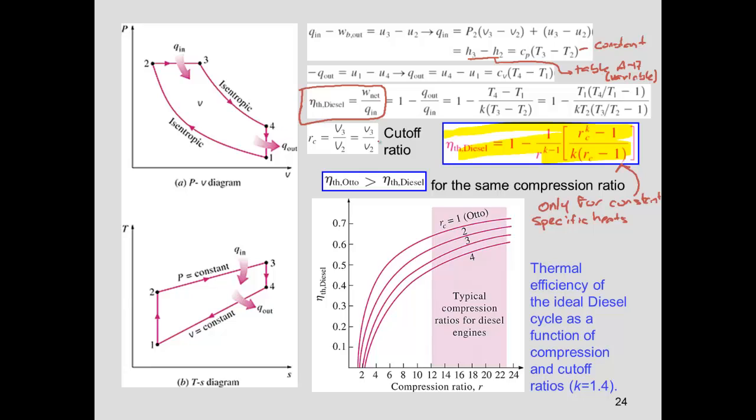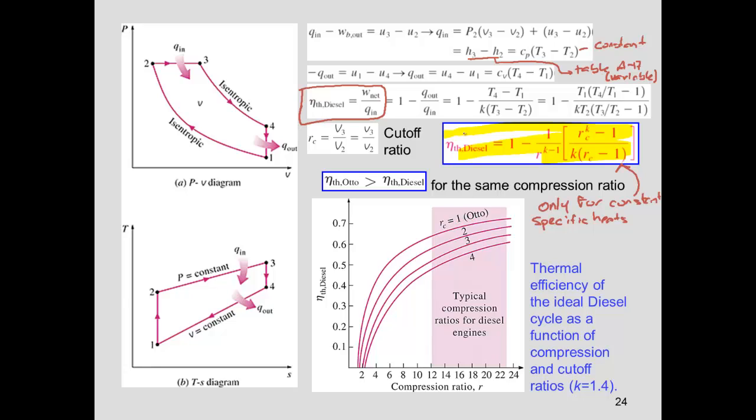Now, you can see that we can get to higher compression ratios. We can get to compression ratios up to 20, 22, and that will increase our efficiency. And we can get to these high ratios because we don't have the fuel mixture, we have only air. And this cutoff ratio, the greater the cutoff ratio, the less efficient you are. If you have a cutoff ratio of 1, in the limiting case, you have an Otto cycle.